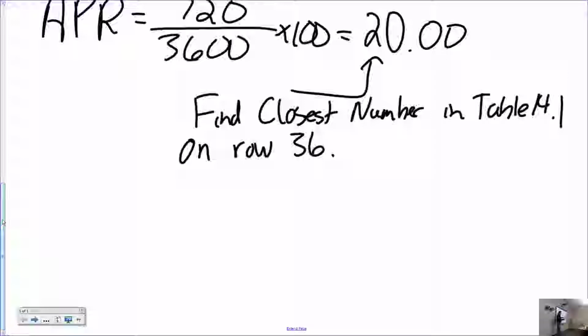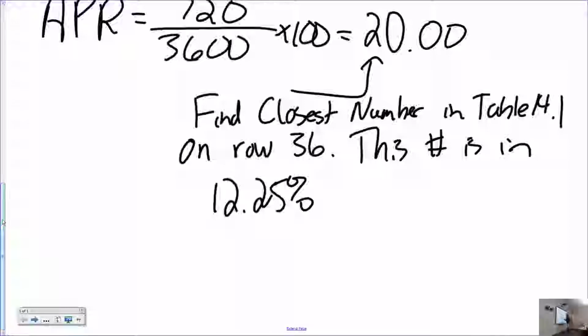Oh, and look, there's a spot on the table that's exactly 20.00, right? And when you find that number, go up the column to figure out what percentage you're at. This number is in the 12.25% column, and therefore that's what your APR is.